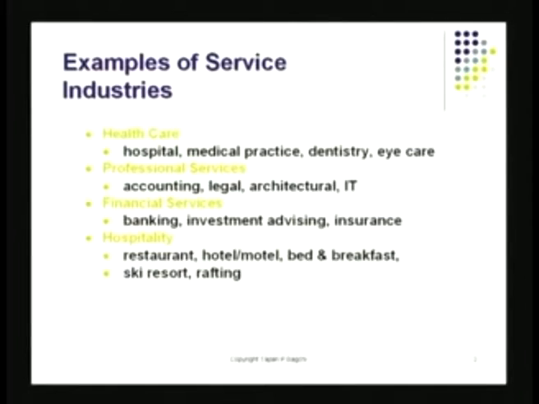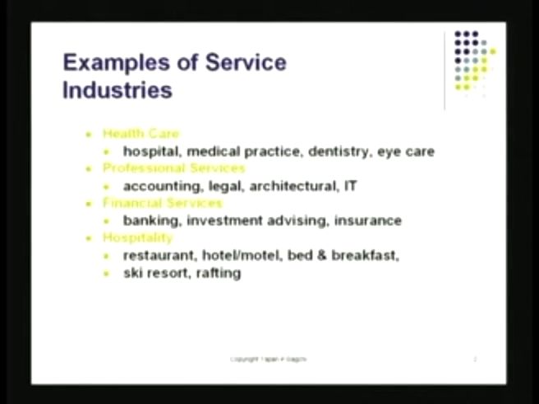That's also a very large area in our economy. Accountants, accounting, legal, architectural work, even IT, all these again fall under the umbrella of professional services. Then we've got financial services, which are like banking, investment, advising, insurance, and so on. These are also categorized now under services.